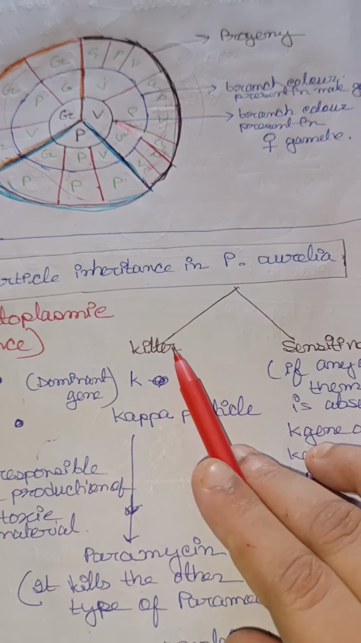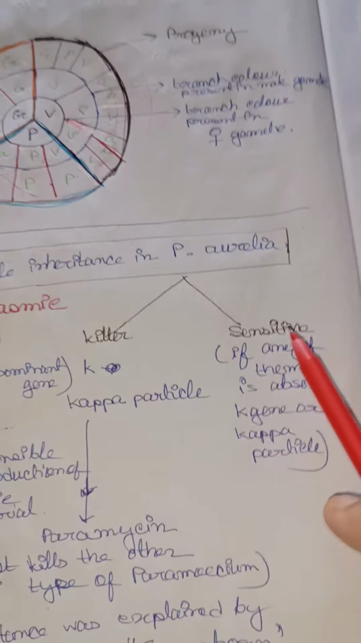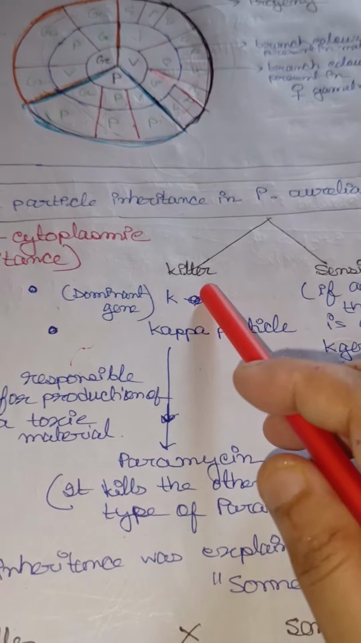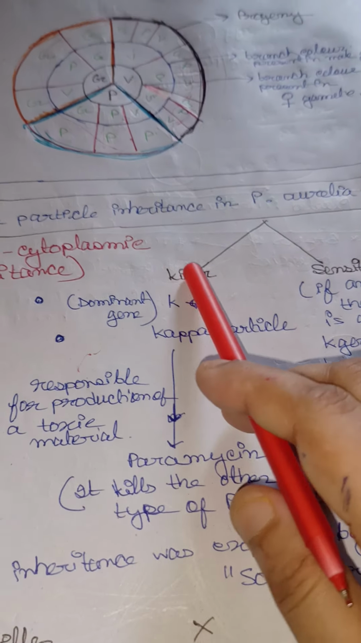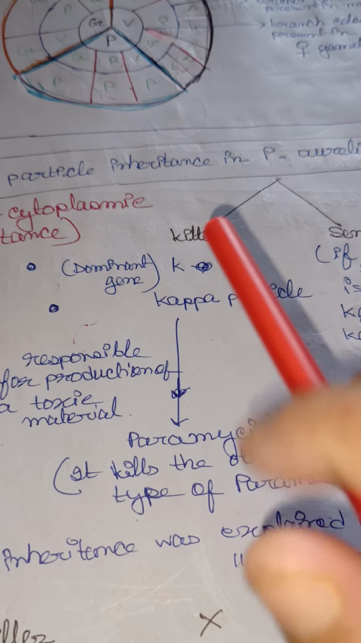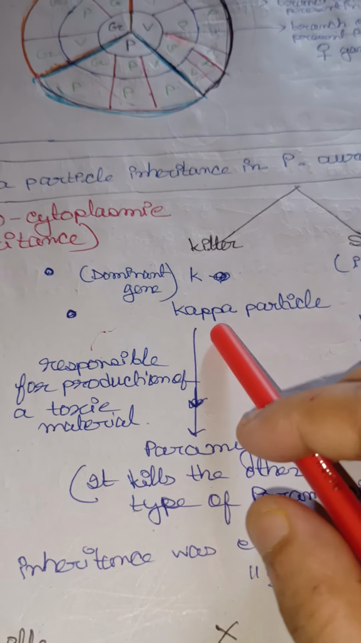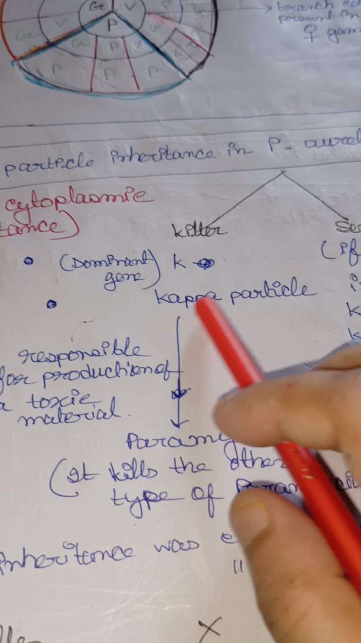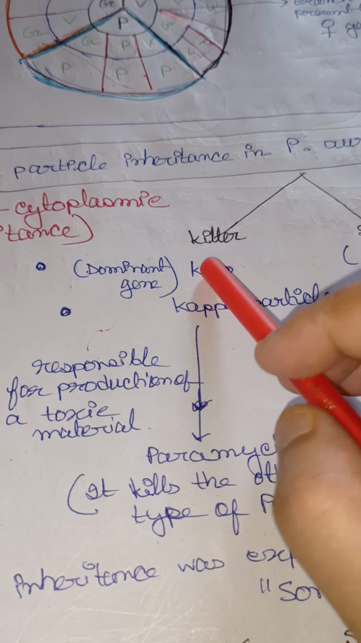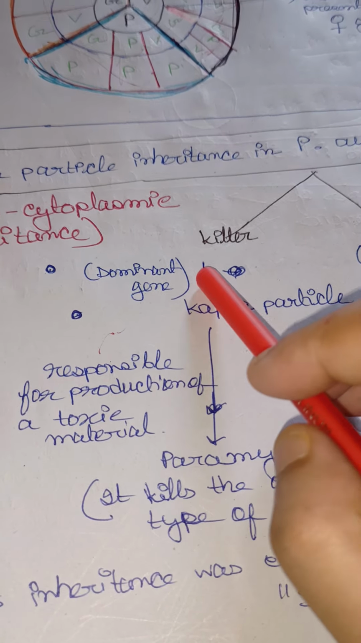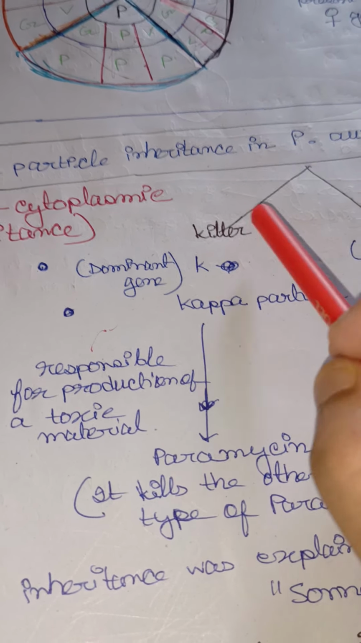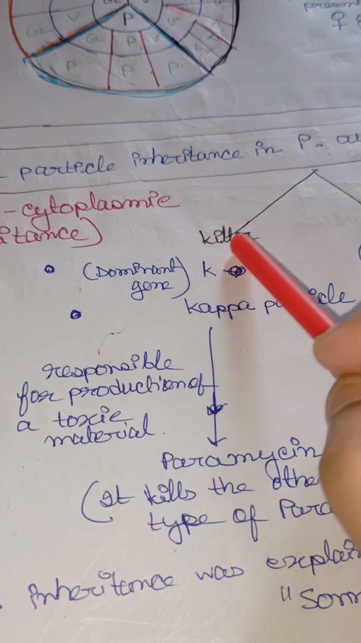First, in Paramecium aurelia, we will see two types of strain: one is killer, one is sensitive. What is the killer strain? In the killer strain, two dominant materials are present: one is the K gene and one is the kappa particle. Kappa particle is present in the cytoplasm, and the K gene is a dominant gene. When these two are present, that type of paramecium will show the killer strain.